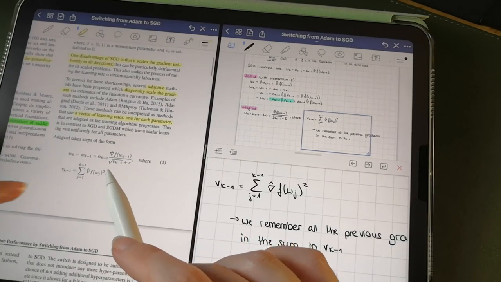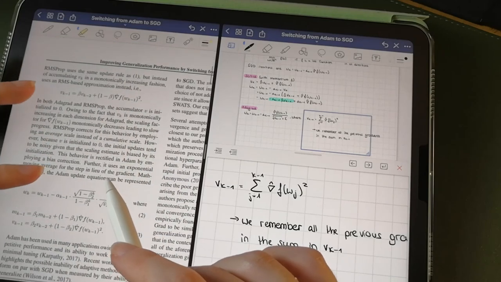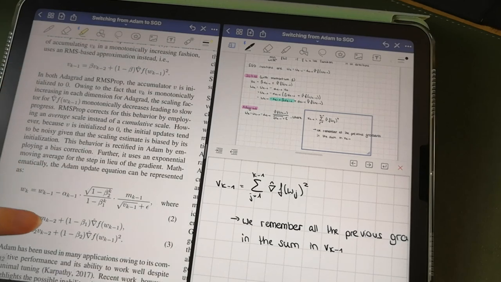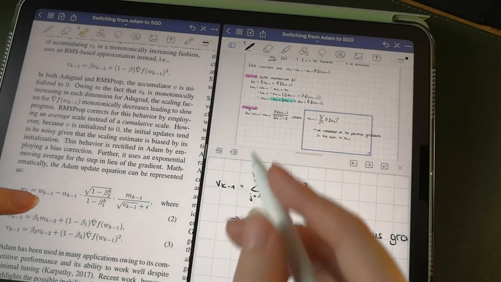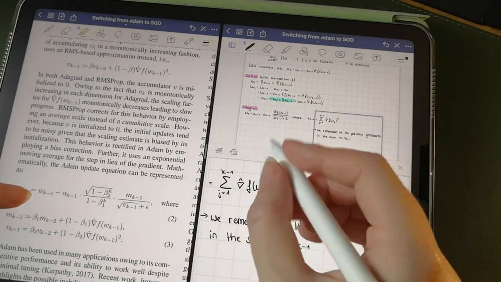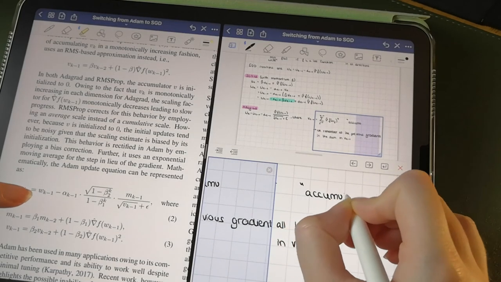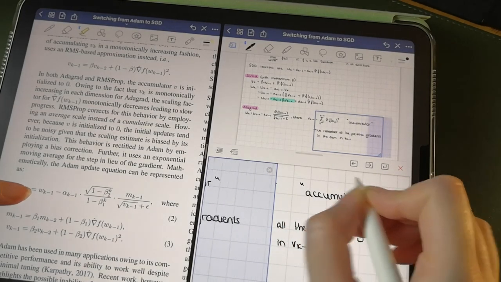Okay. So that's the introduction of the adaptive methods. Then RMS prop uses the same update rule, but instead of accumulating vk in a monotonically increasing fashion, uses an RMS-based approximation instead. In both Adagrad and RMS prop, the accumulator V is initialized to zero. So this is called the accumulator.